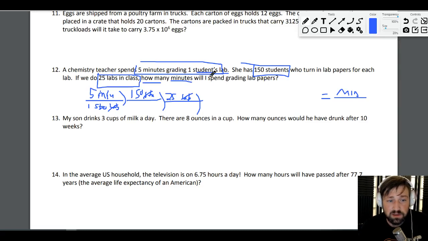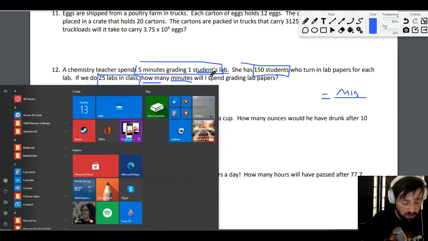It's a lot. That's more than the Star Wars trilogy, that's for sure. Let's check though.